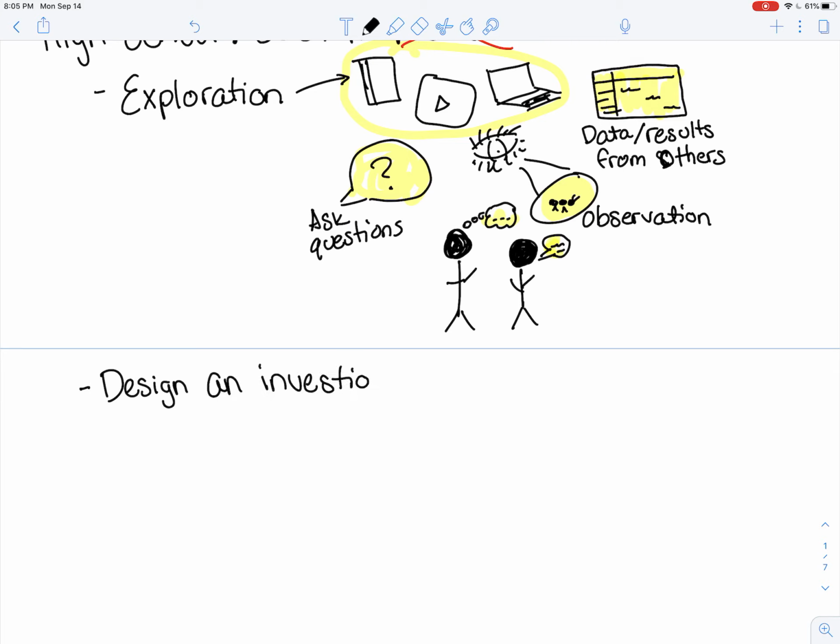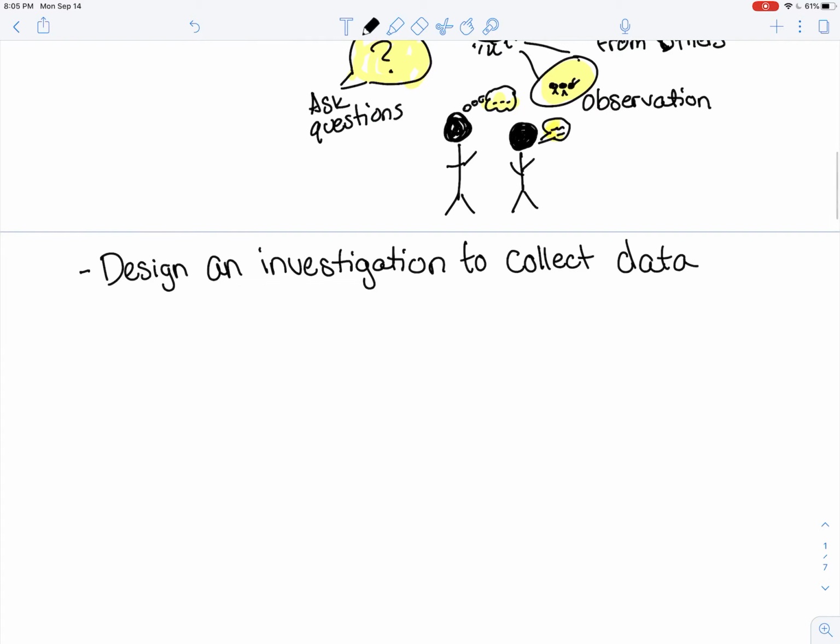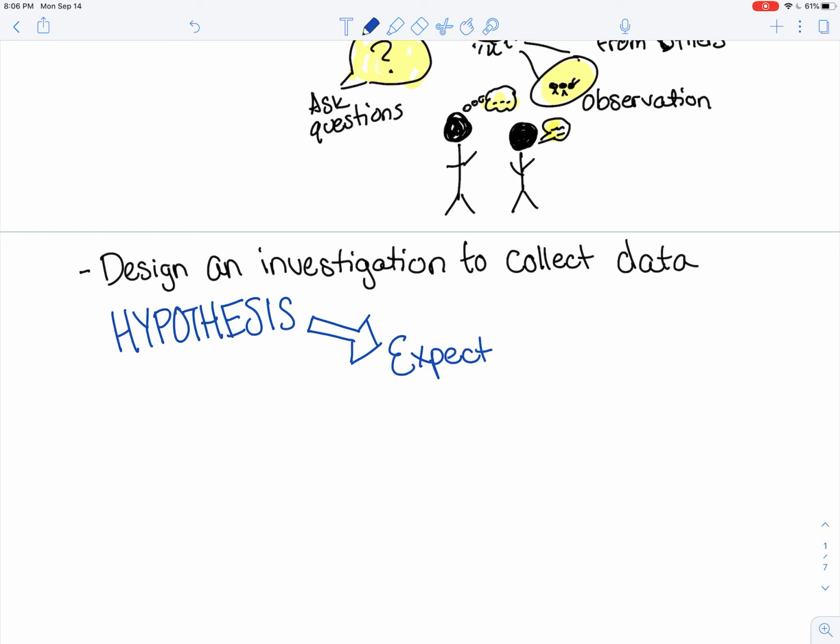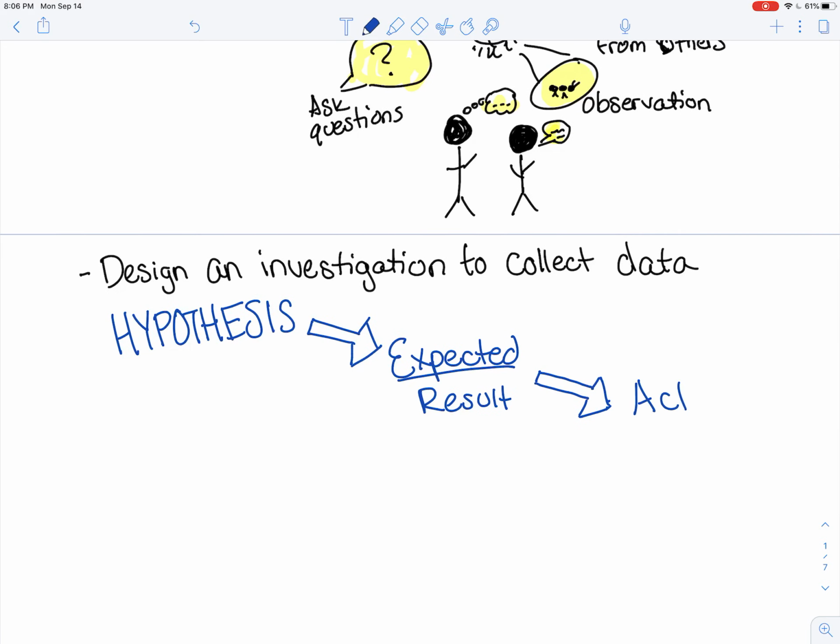You design an investigation that gives you the opportunity to collect data. And in this process, you're going to be working with a hypothesis. And because you've made that hypothesis, we can then say that in your head, you have an expected result. But as we know, sometimes things don't always go as expected, but sometimes they do. So we also have to include actual results, because sometimes these could be different from your expected results.